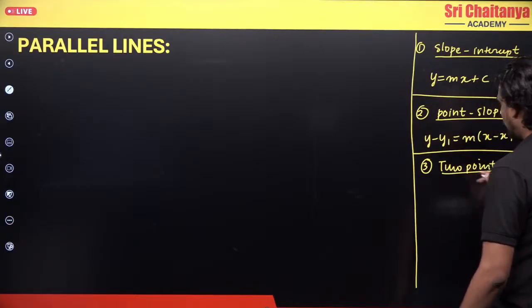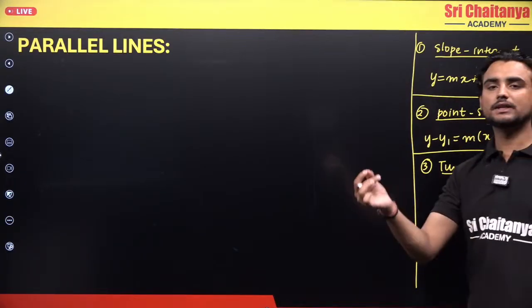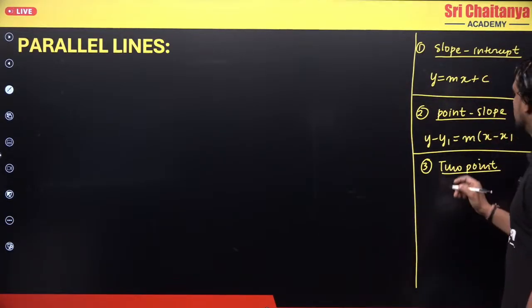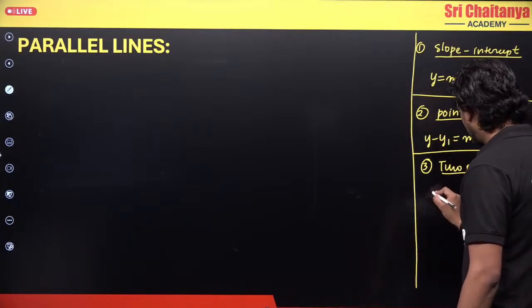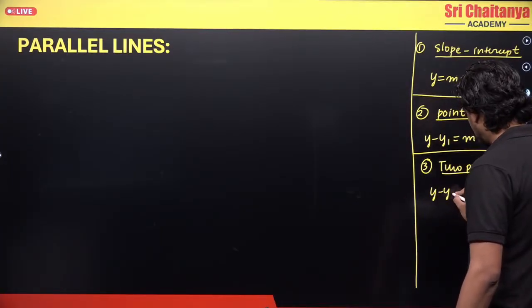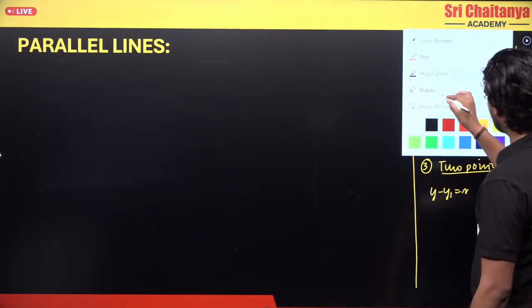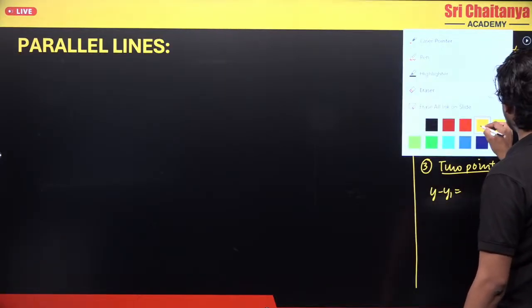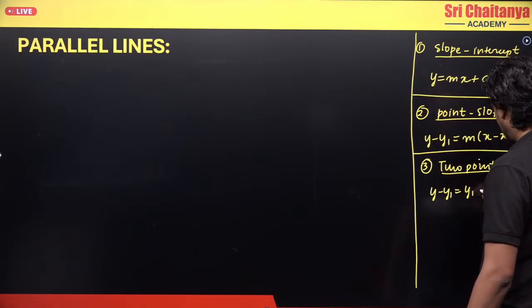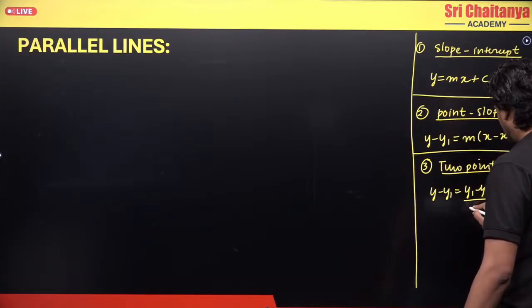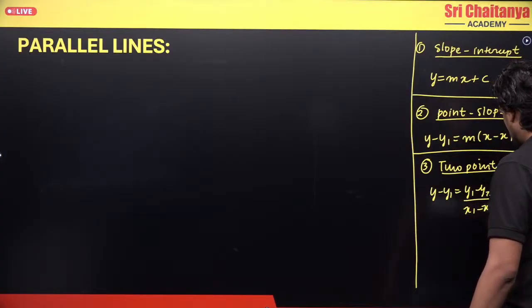Okay, so two-point form, what do we need? As the name suggests, we need two points. And what are the two points? The two points are y minus y1 is equal to m. So now what is the m here? So m is the slope. So we will substitute the value of slope, that is y1 minus y2 upon x1 minus x2, into x minus x1.